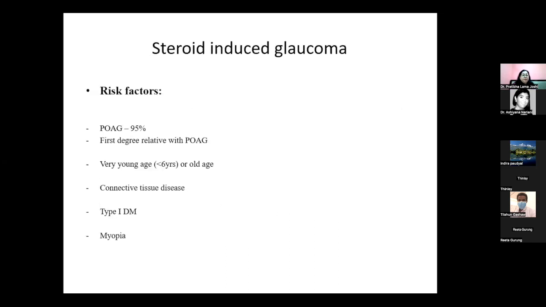Steroid-induced glaucoma. The risk factors for steroid-induced open-angle glaucoma: patients with primary open-angle glaucoma are 95% susceptible to steroid-induced glaucoma. People with a first degree relative with POAG are more susceptible. Patients who are very young, less than 6 years of age, and people having connective tissue diseases, type 1 diabetes mellitus, and myopia are at risk.